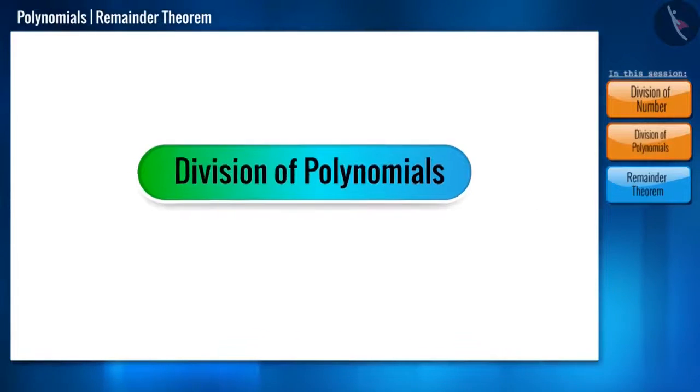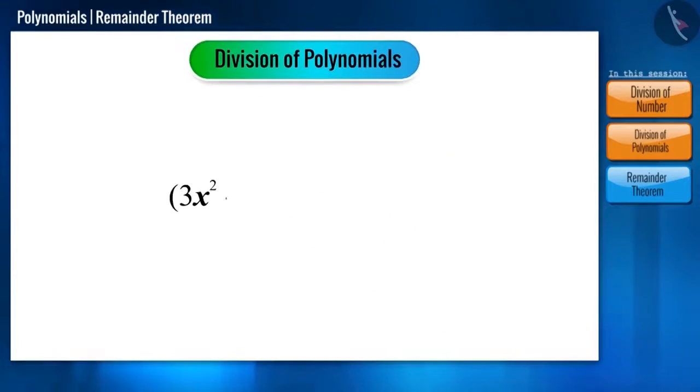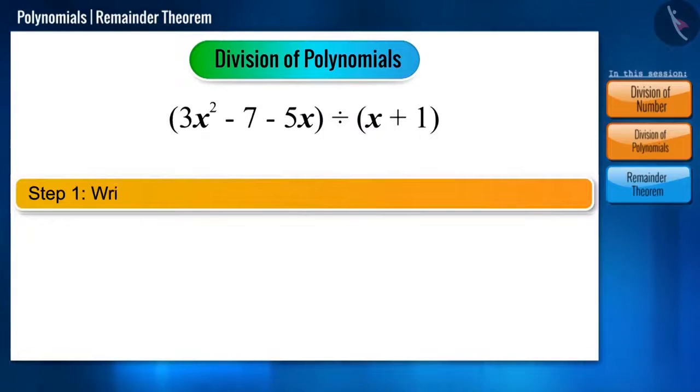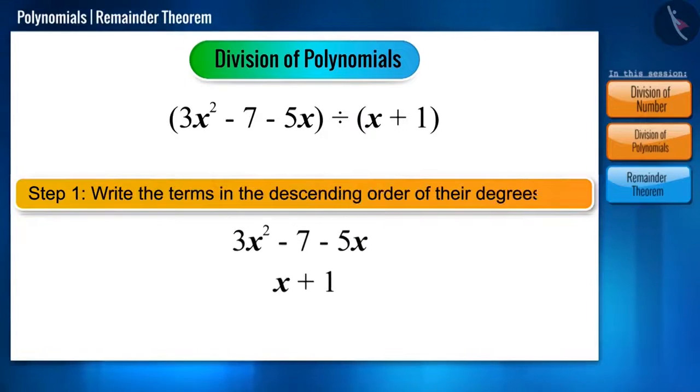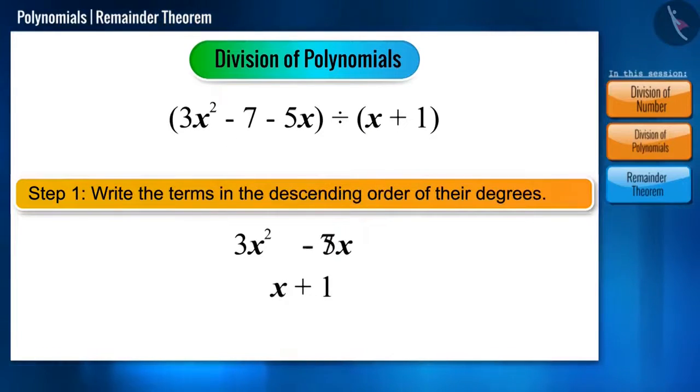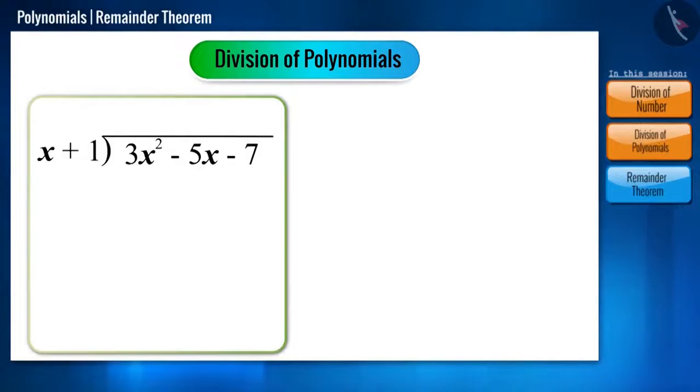Let's start. Find the remainder obtained by dividing the polynomial 3x squared minus 7 minus 5x by x plus 1. Our first step is to arrange the terms in the polynomial in descending order of their power or degree. That is, starting from the term with highest power to the constant term. Now let us solve using the division method.